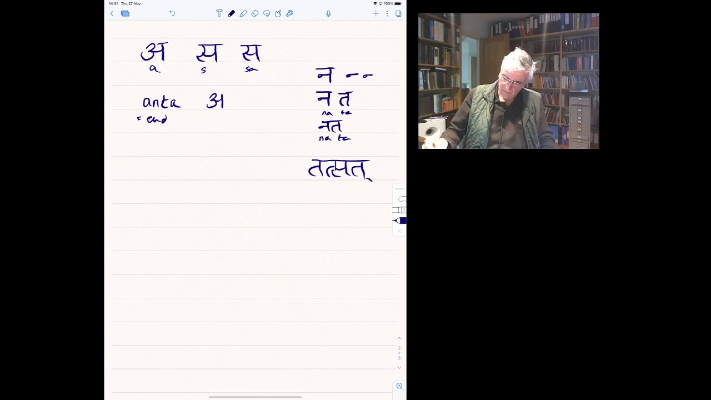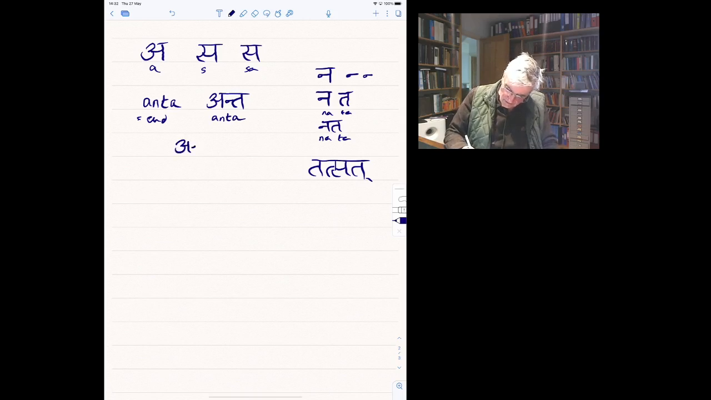Tat, sat. So equally, we're joining the n to the t. So we write, as we did with the t down there, we start with the characteristic part of the n and join it straight on to the t. So this now gives us anta. If I wrote it like this, that's wrong. This is anata. But to make anta, like that.